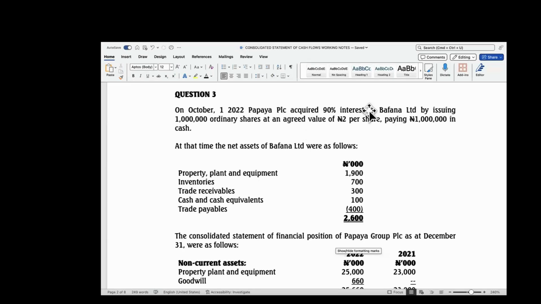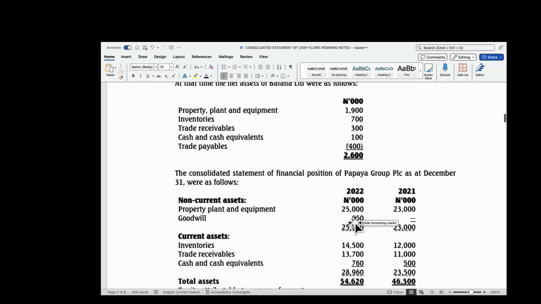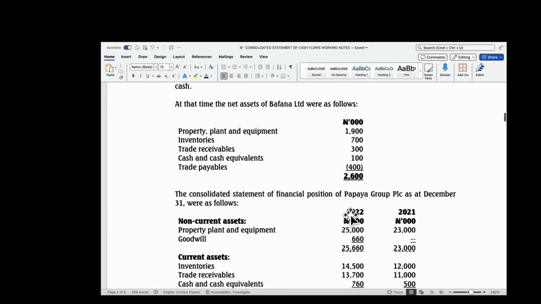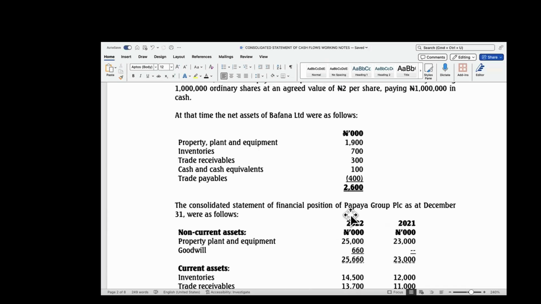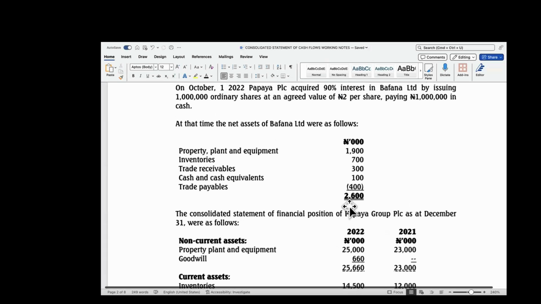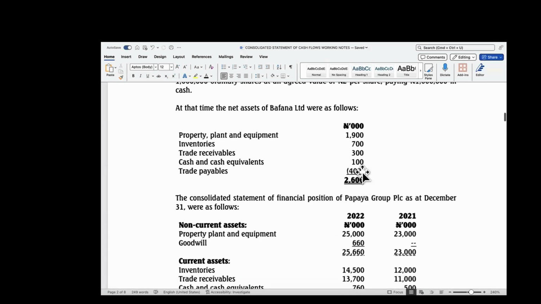So if you now do that 3 million plus 260 minus 2.6 million, it should give us 660. NCI is 260. Yes, that's perfect. Good, guys, good.